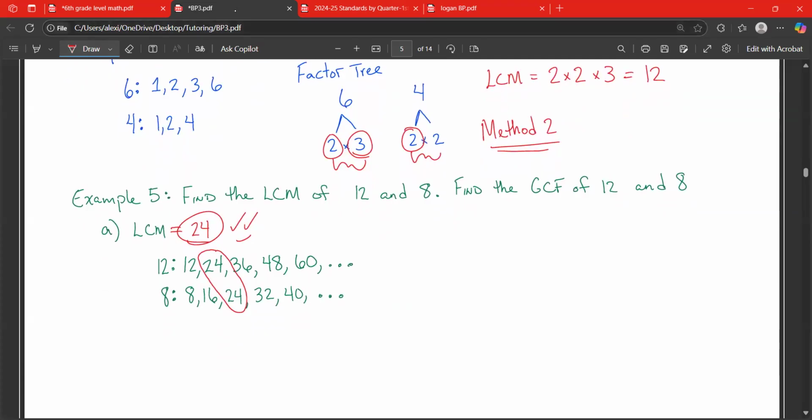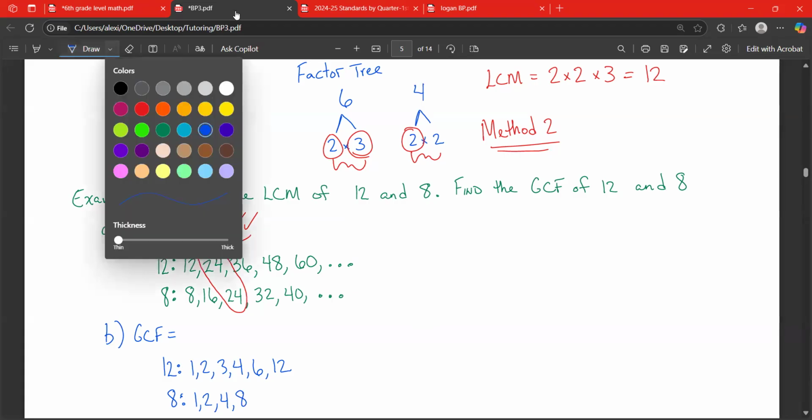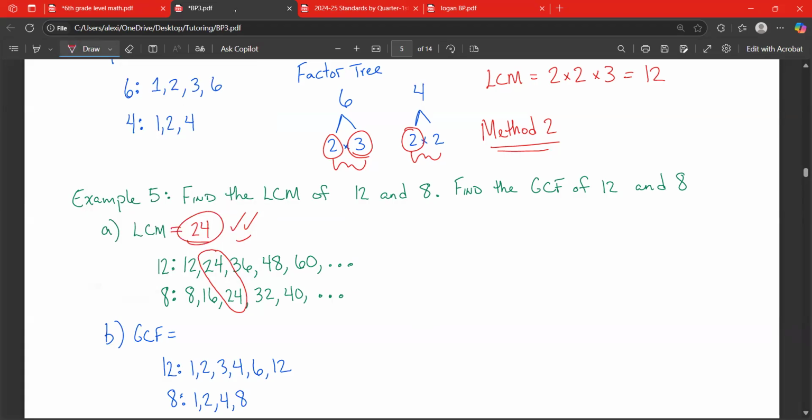All right, let's do the greatest common factor of 12 and 8. Okay, so I'm going to do the same thing that I did above in our example 1 and example 2. I need to write out the factors. So the factors of 12 are 1, 2, 3, 4, 6, and then 12. And the factors of 8 are 1, 2, 4, and 8. All right, so what is the biggest factor that they have in common? It is 4.